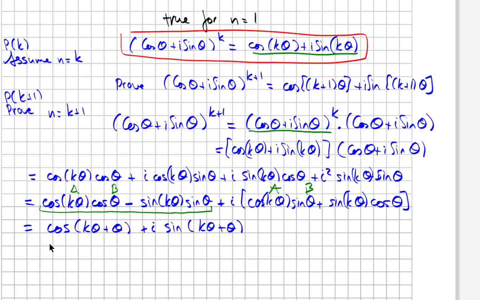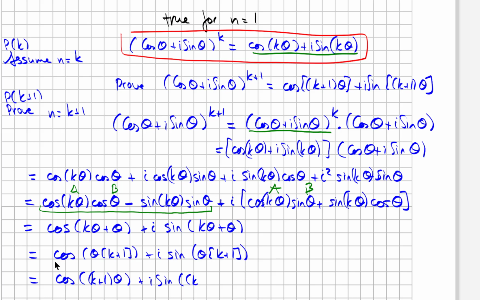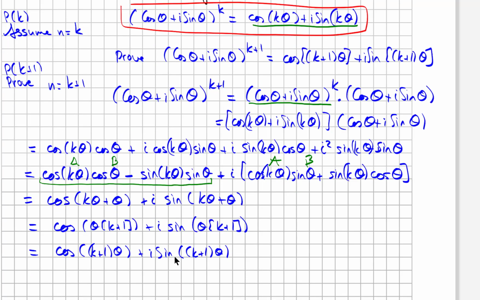Right, that was the important part, and the rest of it's going to be straightforward. So that's going to be the cos of, factorize out your theta, and in the bracket you'd have k plus 1, plus i sine, factorize out your theta, and in the bracket you'd have k plus 1. So therefore we can call that equals cos of k plus 1 theta plus i sine k plus 1 theta. And that's exactly what we were trying to prove. Right? So therefore that is the proof done. True for n equals k plus 1.